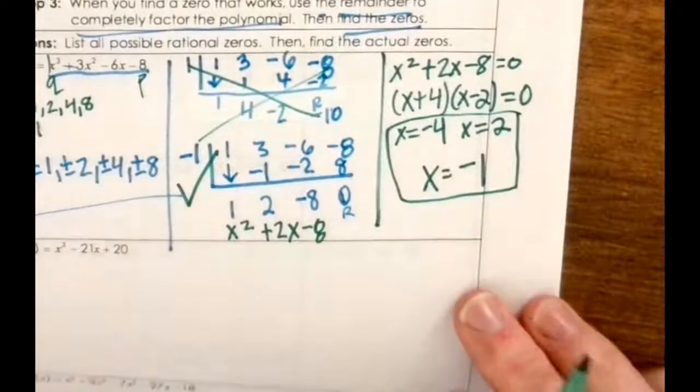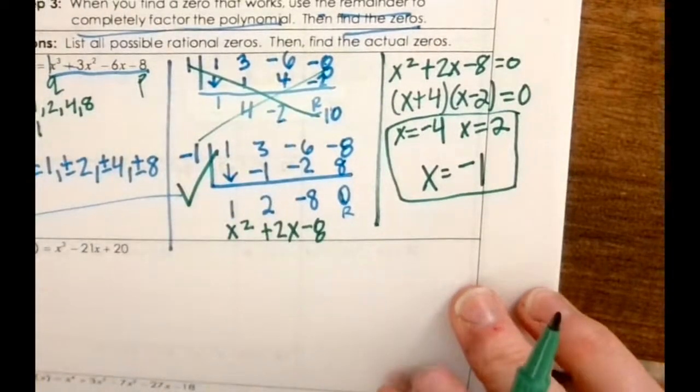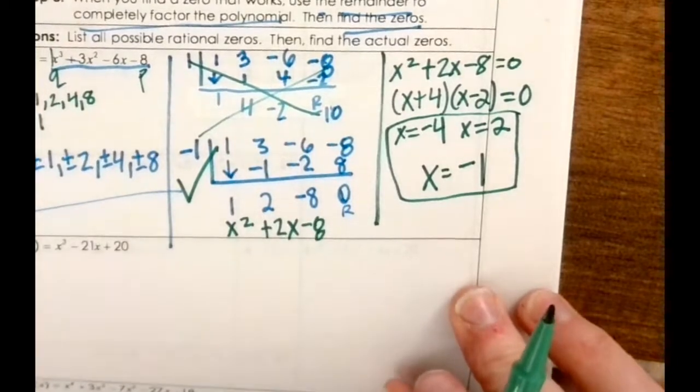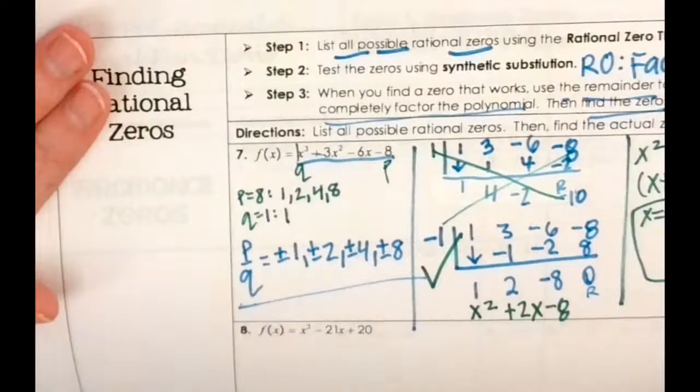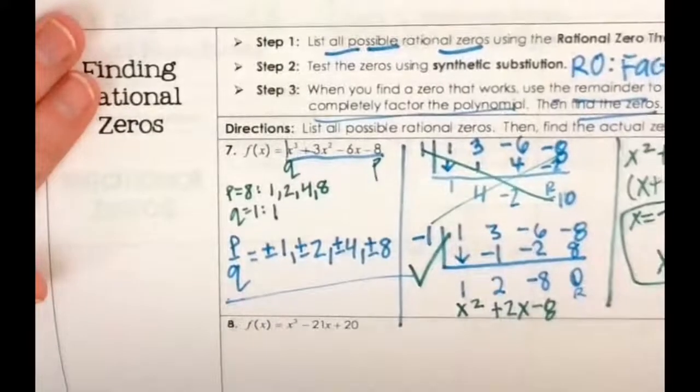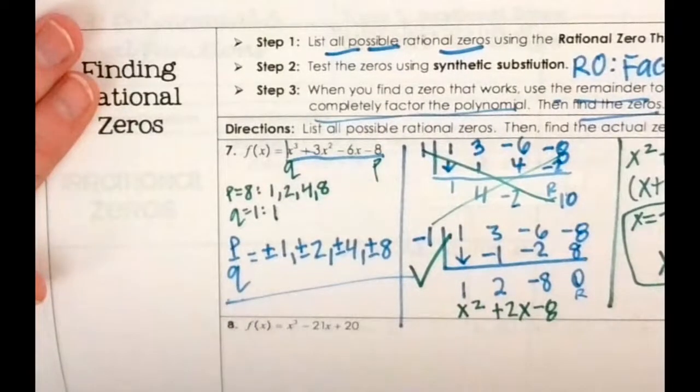Okay? So I know that these came out super, super nice. -4, 2, -1. But we couldn't factor it from the beginning. We couldn't find a common factor that would work there. Okay?